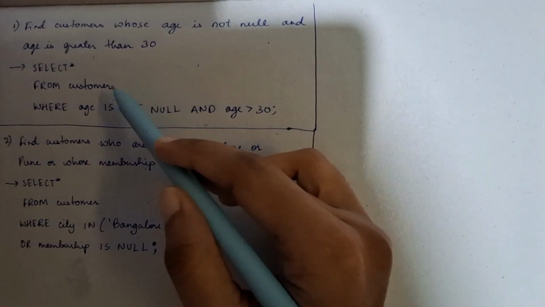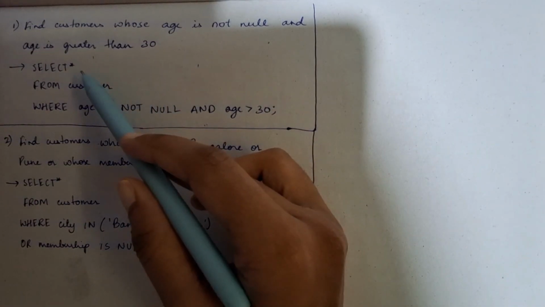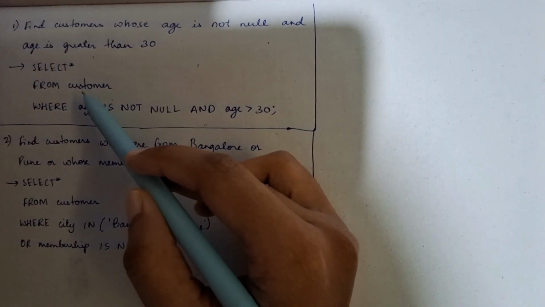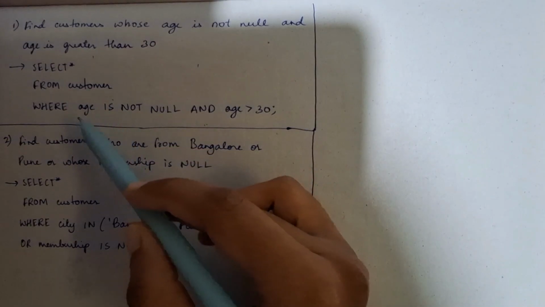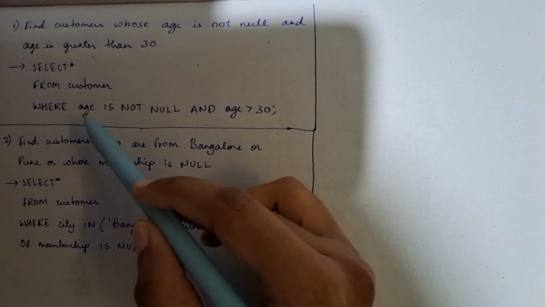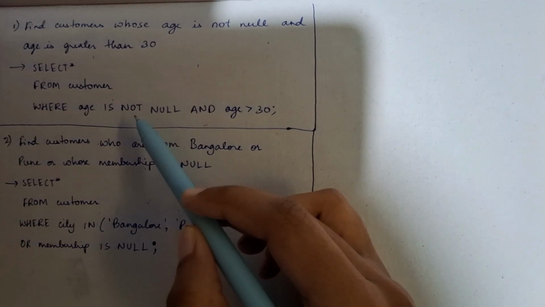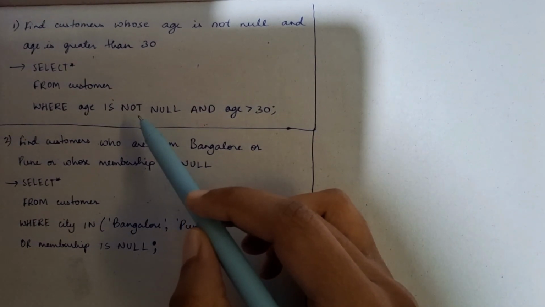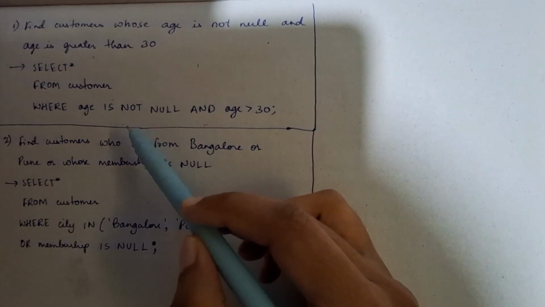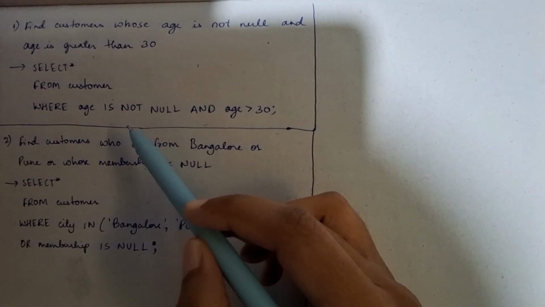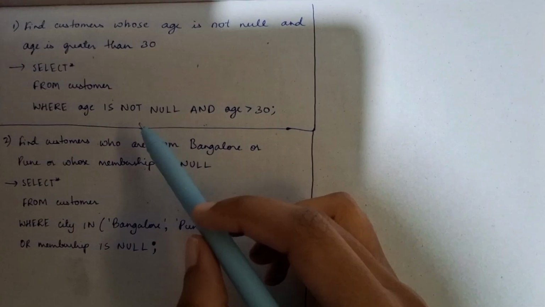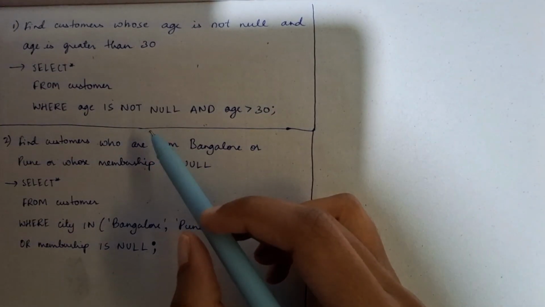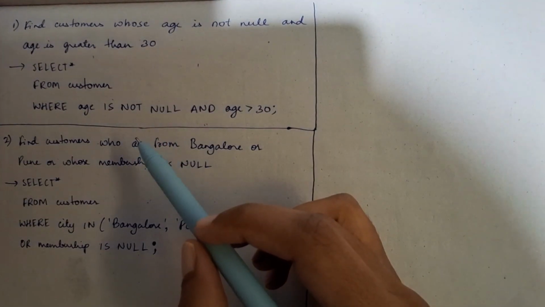Let's understand this query step by step. First, select asterisk from customer, which means we are selecting all columns from the customer table. Now the where clause, which is used to apply the condition. The first condition is age is not null. This means the age value must be present. It should not be empty. And one thing guys, in SQL we cannot compare null with numbers. That is, when the age itself is not present, we cannot compare whether age is greater or less than 30. So first we have to check whether age is available or not in the table.